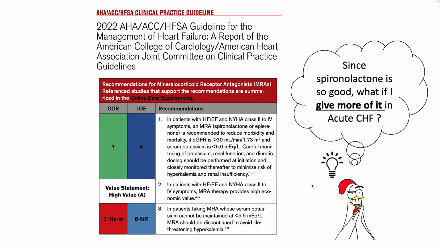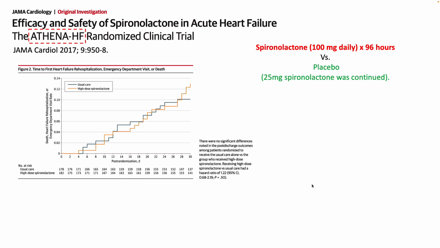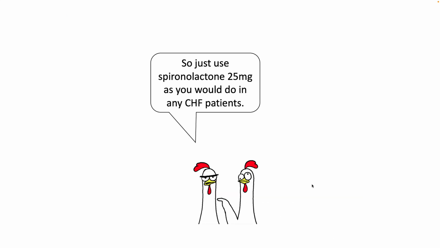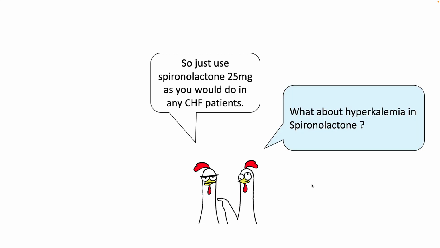Because of this, a hypothesis was made that a higher dose of spironolactone might result in an even better response in acute congestive heart failure. In the ATHENA heart failure trial, they compared 100 milligrams of spironolactone with 25 milligrams of usual dose, and they did not find any difference in death or heart failure rehospitalizations. So use only 25 milligrams of spironolactone for now till more data is available.